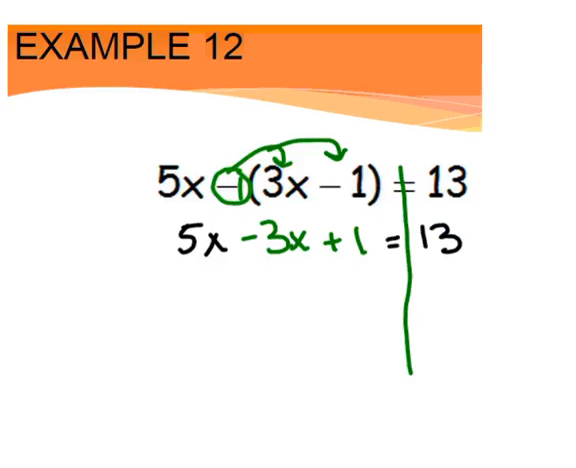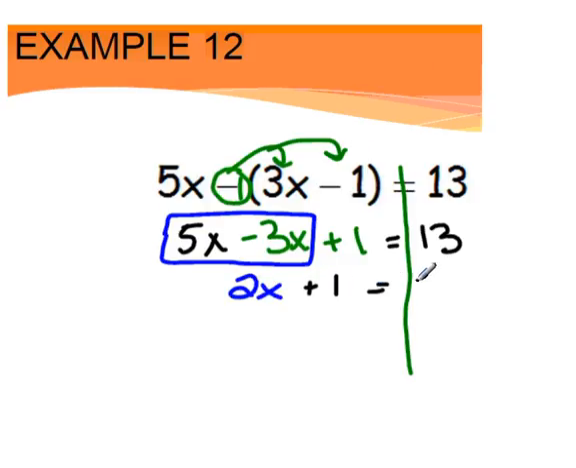Next, we do want to combine our like terms. So I have here a term with an x, a term with an x, and a term with no x. So these two terms with the x's are going to be your like terms. This +1 on the end does not have a variable, so it cannot be combined. So 5x minus 3x is going to leave me with 2x, and then we can bring down the +1 and the equals 13.